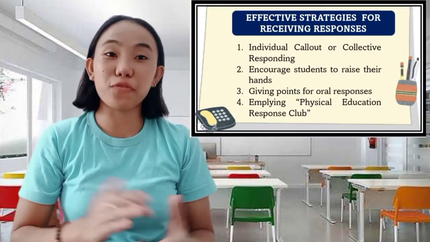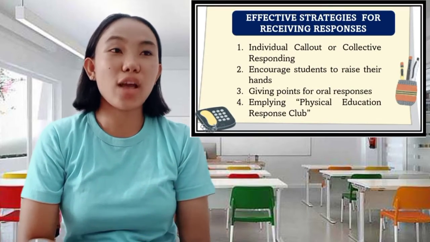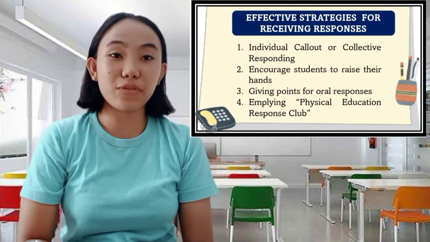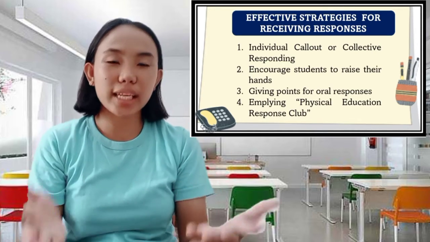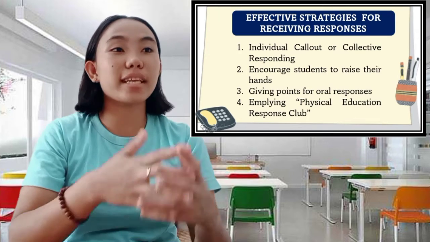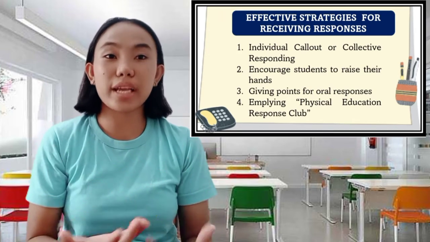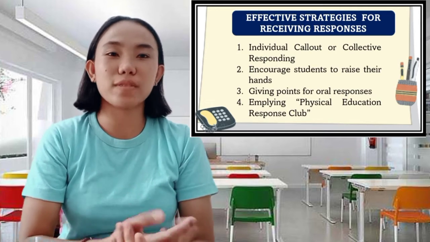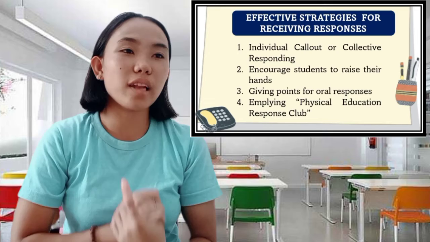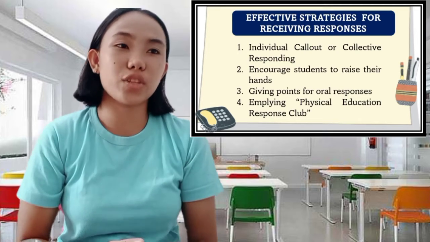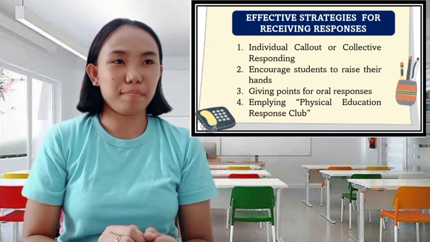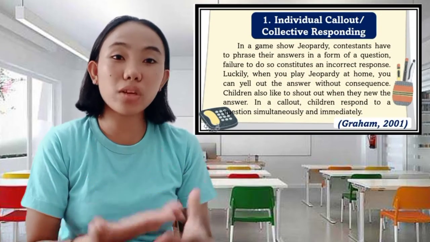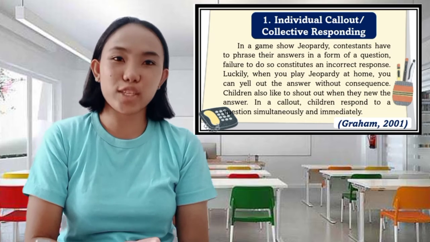Now we have four given strategies for receiving responses. Number 1, individual call out or collective responding. Next is encourage students to raise their hands. This is actually very common nowadays. Next is giving points for oral responses. And last is implementing a physical education response, clap. Now let's go to number 1, individual call out or collective responding.